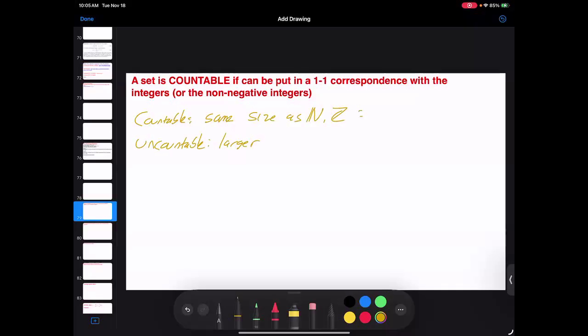Does anybody know what number or what letter we use to represent the size of the natural numbers? Aleph. Aleph not. And it's responsible for the longest song in the English language. Aleph not bottles of beer on the wall. Anybody know what we use for the cardinality of the reals?